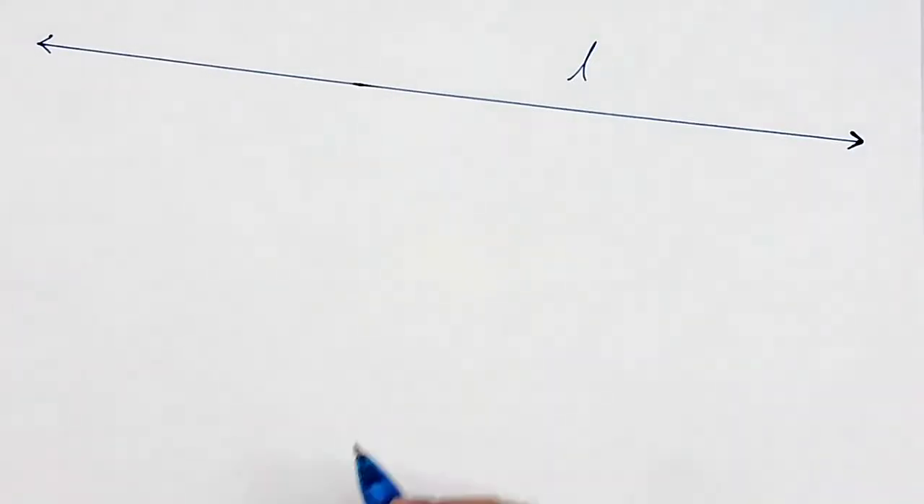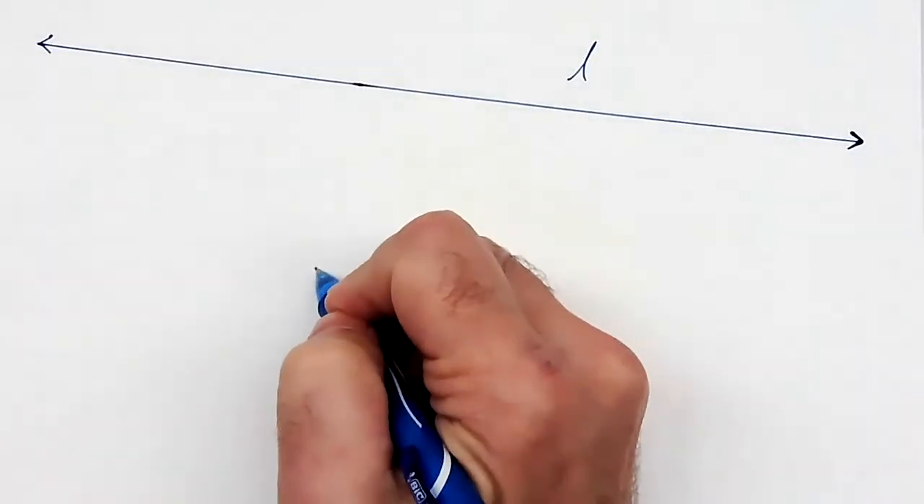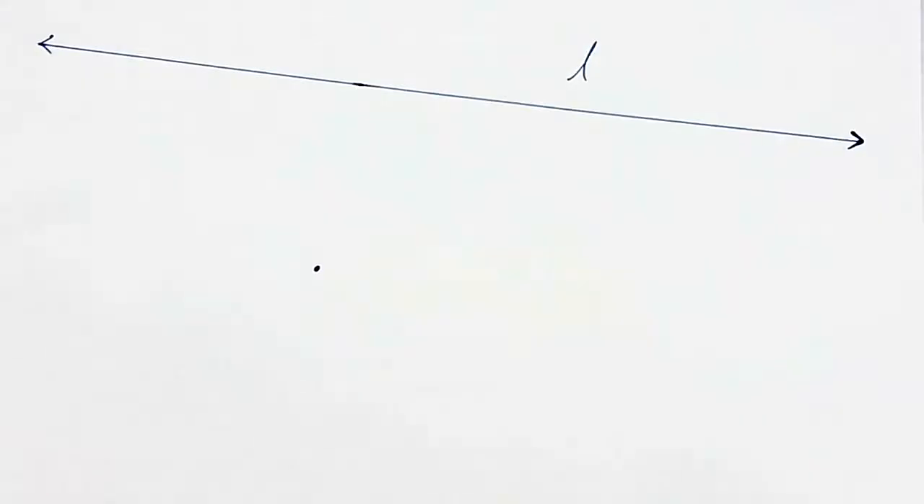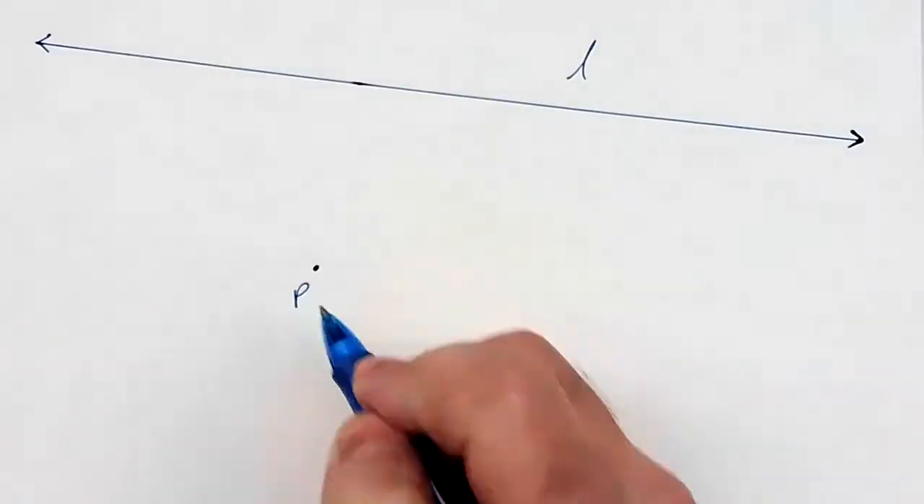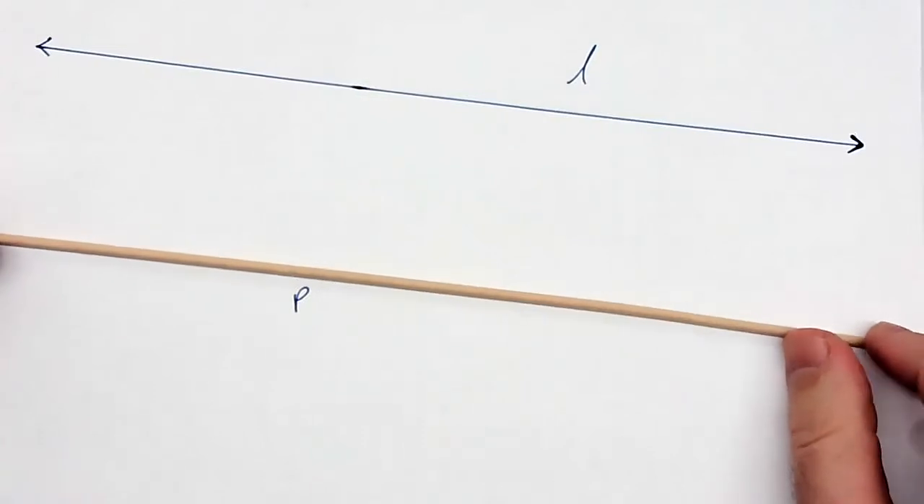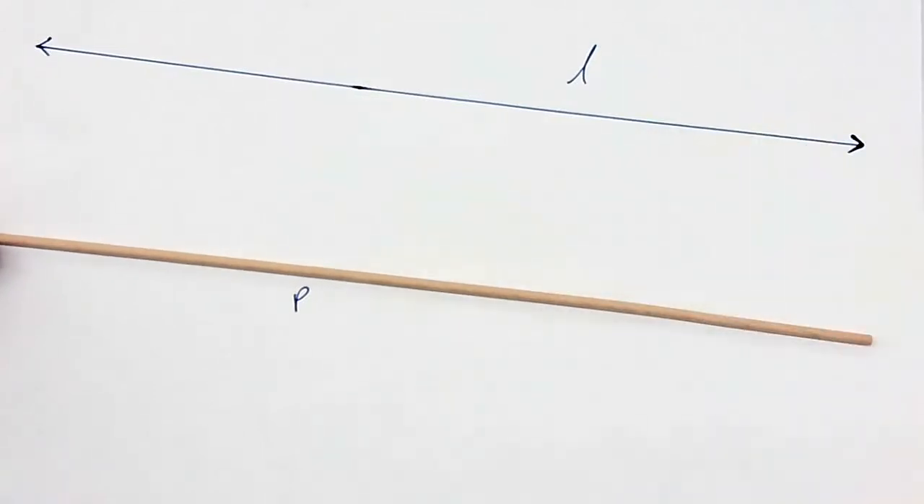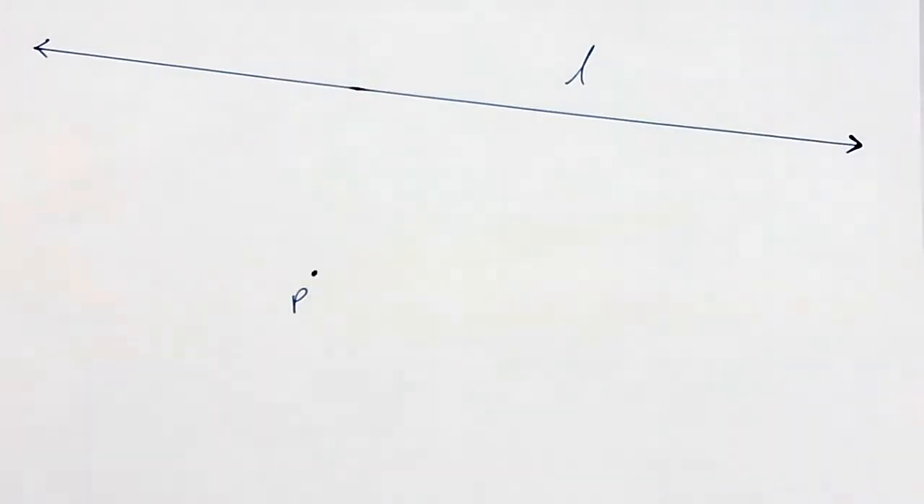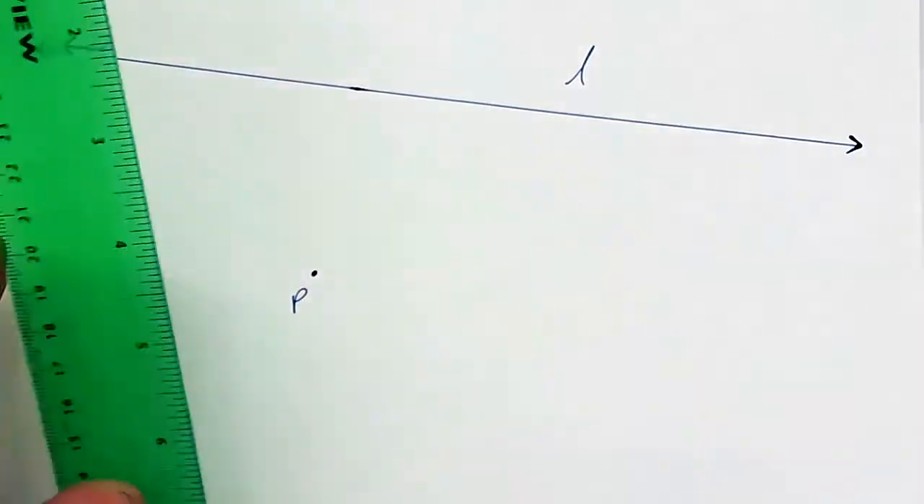And then we're going to place a point P somewhere, anywhere else that's not on line L. So I'm going to call this point P. Our goal is to construct a line through P that is parallel to L. Okay, so our first step is going to be to draw a transversal line that passes through P.